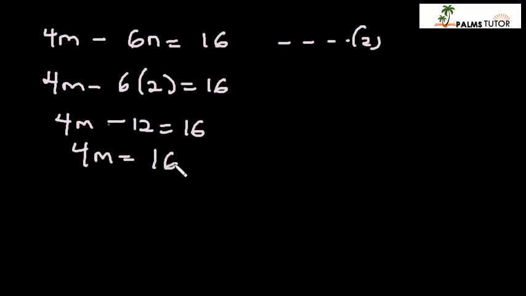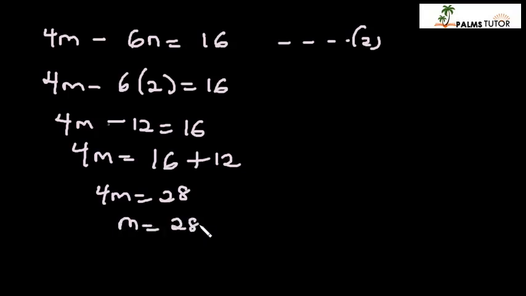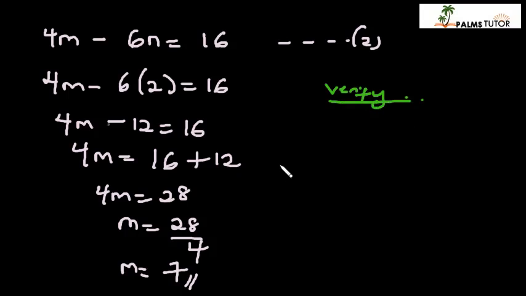4m equals 16, and this 12 crosses the equality sign and becomes plus 12, collecting like terms. And 4m equals 28. You divide both sides by 4, m will be equals to 28 all over 4, and that will be equals to 7. So our n equals 2 and our m equals 7. And I always advise students to verify in a separate corner. Just pick any of the equations and check if these values are correct.